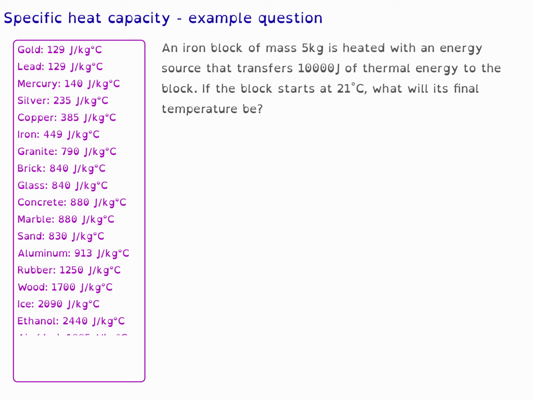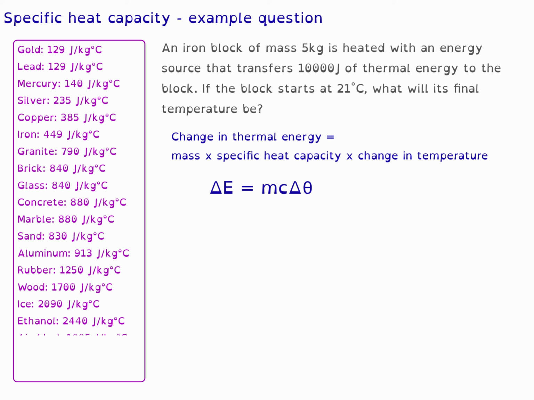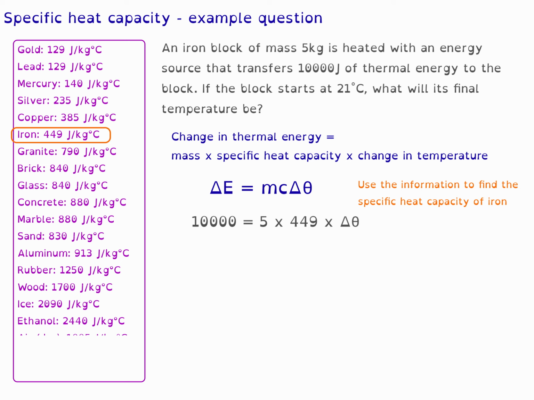So first we need our equation, which is change in thermal energy equals mass times the specific heat capacity times the change in temperature. Then we need to substitute in our numbers. We know that the change in thermal energy is 10,000 joules, so we can substitute that in instead of ΔE. And that equals our mass, which is 5 kilograms, times our specific heat capacity, which we can get from the data table. We know that it's iron, so the specific heat capacity is 449 joules per kilogram degree Celsius. And that's multiplied by our change in temperature, which is our unknown.